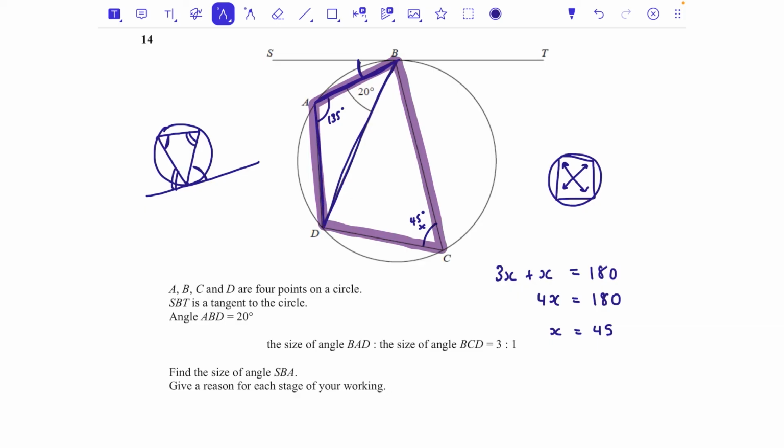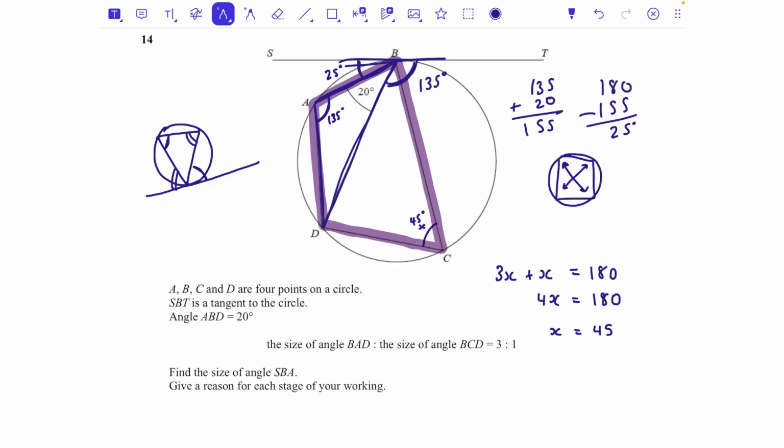So therefore I know that this angle here is 135 degrees, because this angle is 135 degrees. And then we can just use angles on a straight line to add that up. So I've got 135, add 20, which is 155, 180, take away 155 is 25 degrees. So that would be my answer for that.